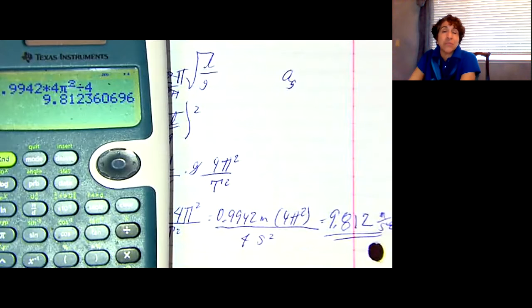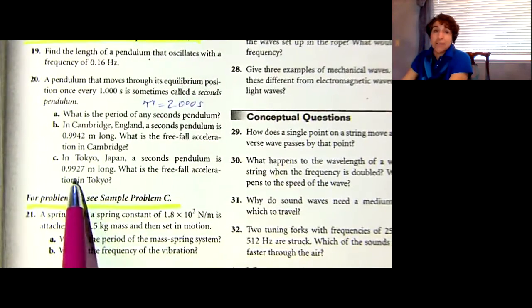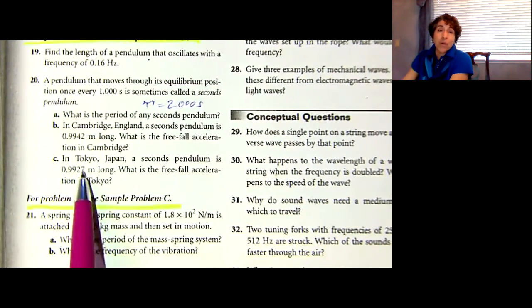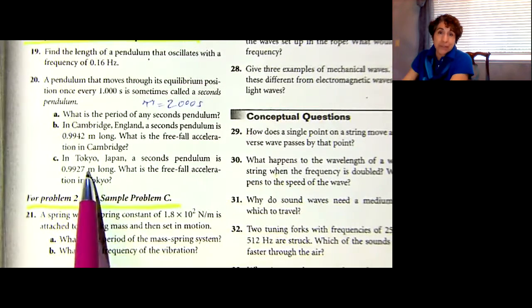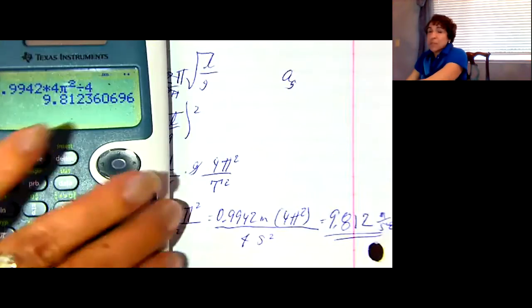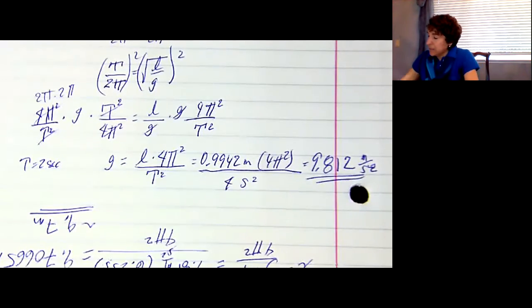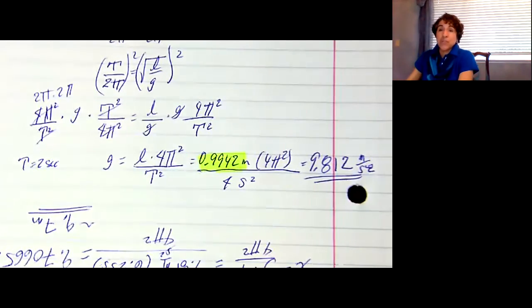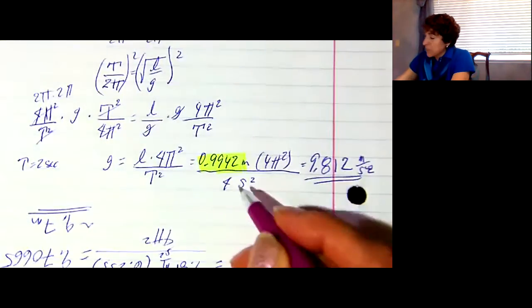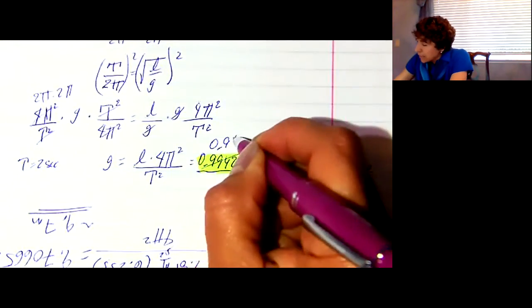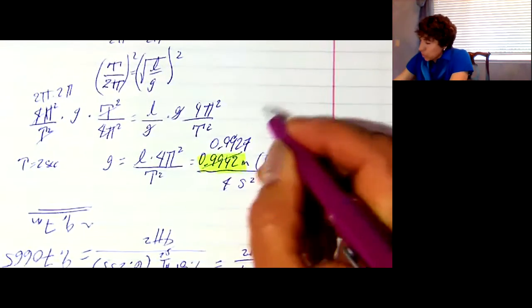There are going to be slight differences in the acceleration due to gravity depending on where on the planet you are. The next problem was the same thing, but the length is a little shorter. In Tokyo, it's 0.9927 meters long, so we're going to find out what g is. It's the same as we did here, but we're going to change the length to 0.9927. This is Tokyo.